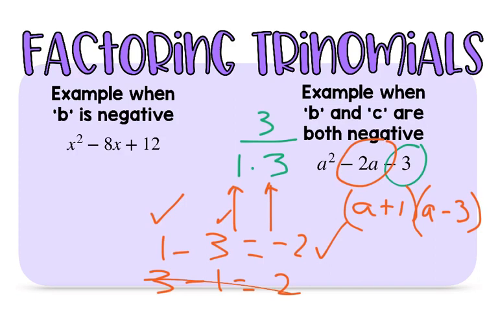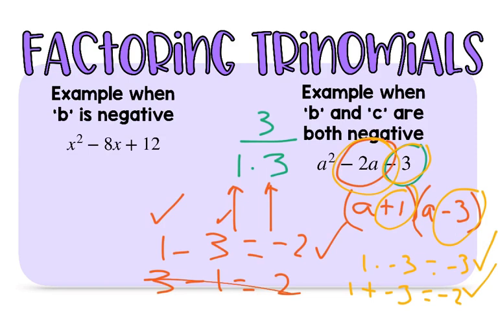Okay, and then again we can check, is positive 1 times negative 3, negative 3? So is 1 times negative 3, negative 3? Yes. How about when you add them? How about 1 plus negative 3? Does that give you negative 2, like the second term is? Yes, it does. So I know I have the correct factors. All right, pause it here if you need to look at that, and move on when you're ready.